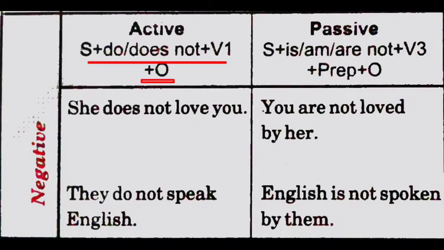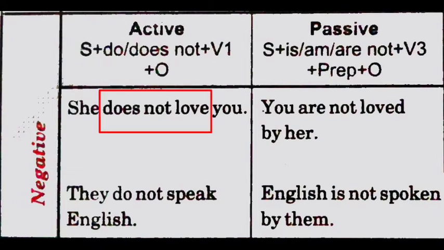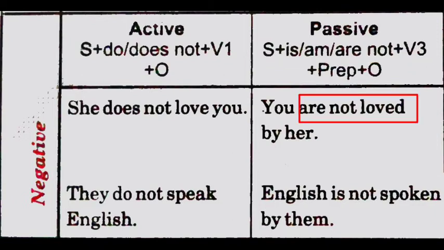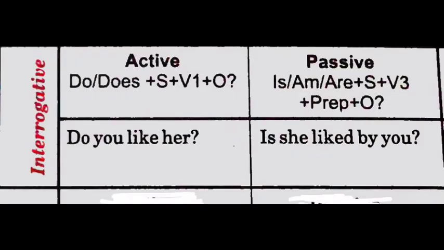Same way for negative, the simple active sentence would be subject plus do/does plus not plus first form of the verb plus object. For example, she does not love you. Now, while changing it into passive, does or do will change into is, am, are. Then we'll write not, and after that, the third form of the verb. For example, you are not loved by her. Now she will change to her, a change of subject, and the verb will change.